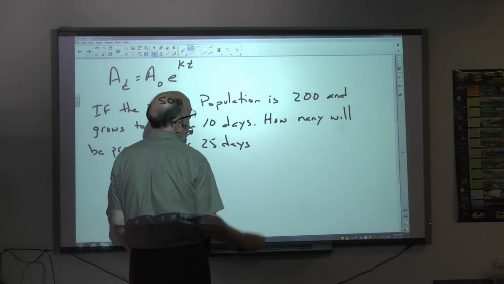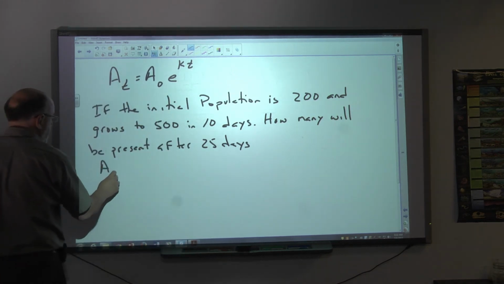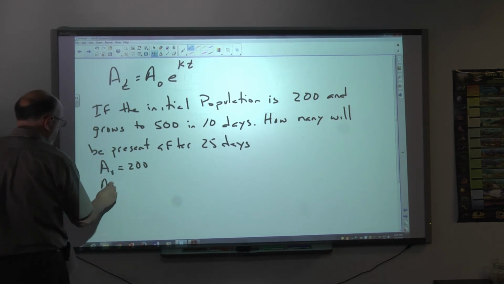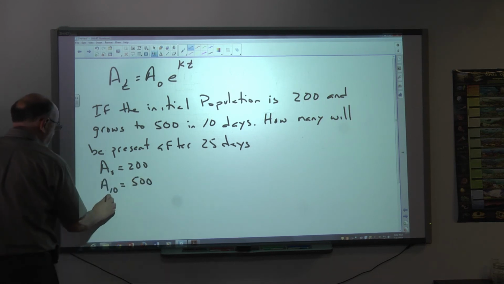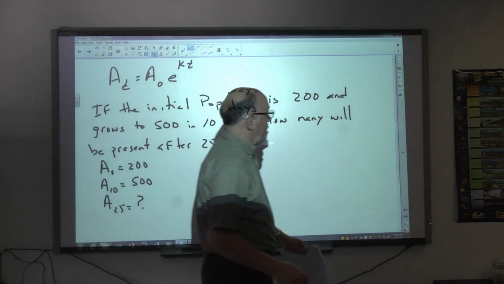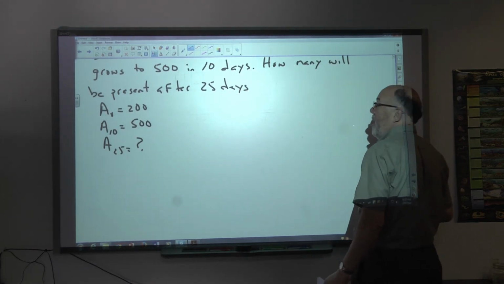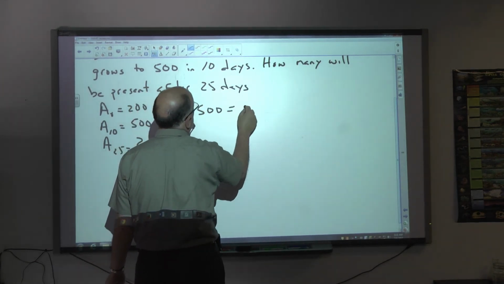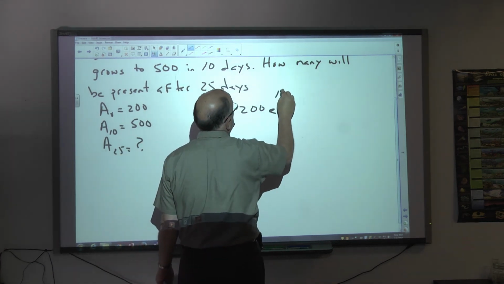And we saw this in terms of last time. So we know a naught is 200. A10 is 500. And a sub 25 is what we want to find. Okay. So we said we could take the first set of information and find out our rate of growth. So we have 500 equals 200 e to the 10k.